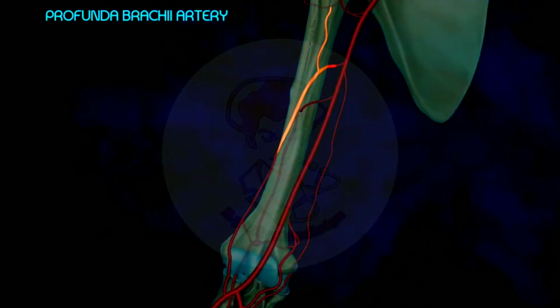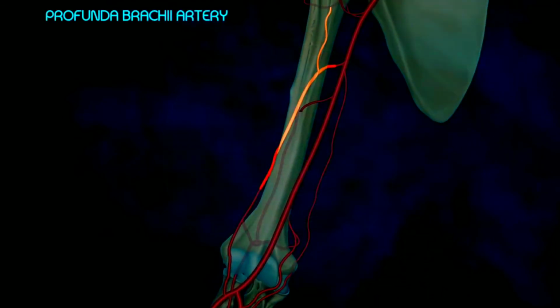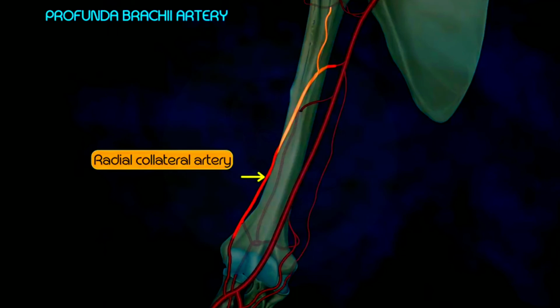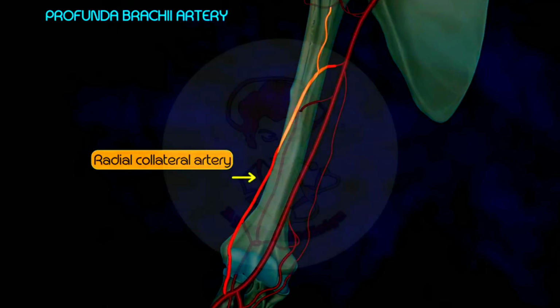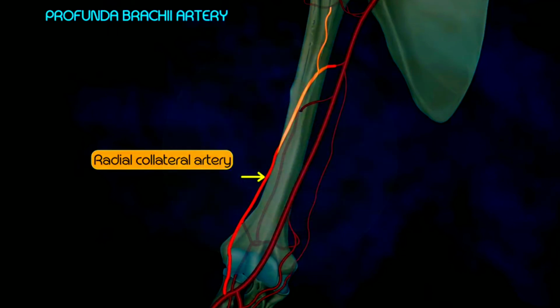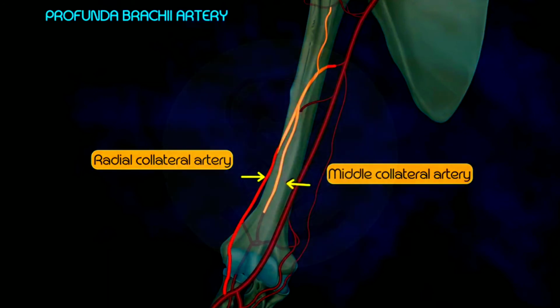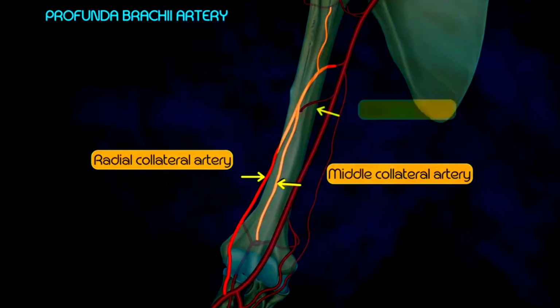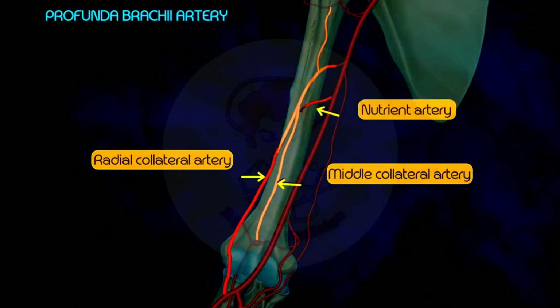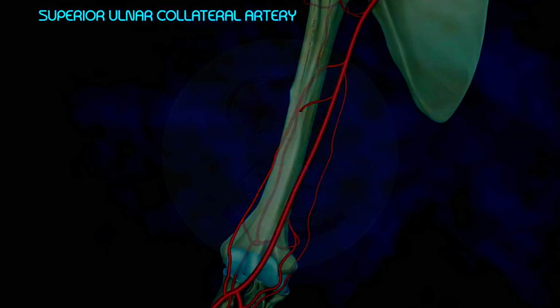And the anterior or descending branch is also known as the radial collateral artery, which takes part in the anastomosis around the elbow joint. A posterior descending branch is also known as the descending collateral or medial collateral artery, which also takes part in anastomosis around the elbow, and the nutrient branch to the humerus.